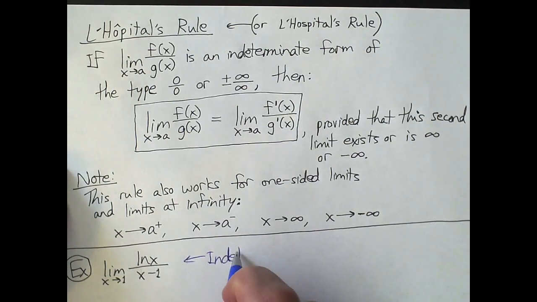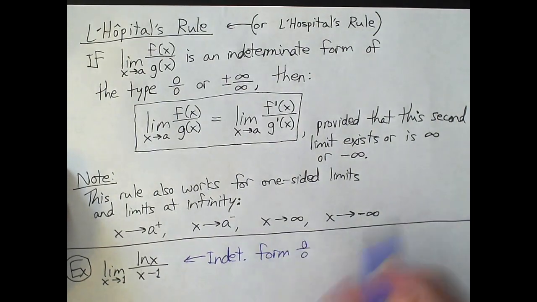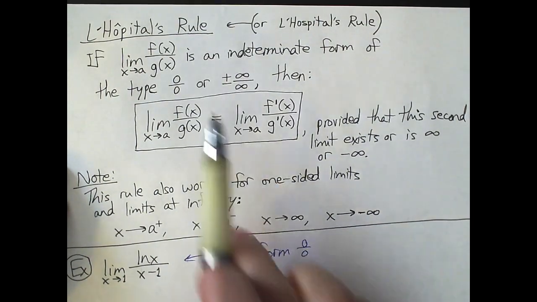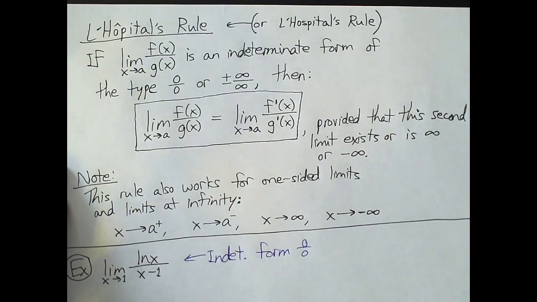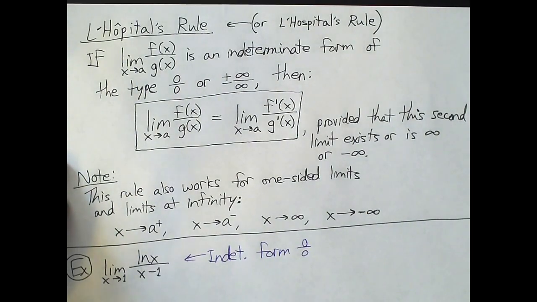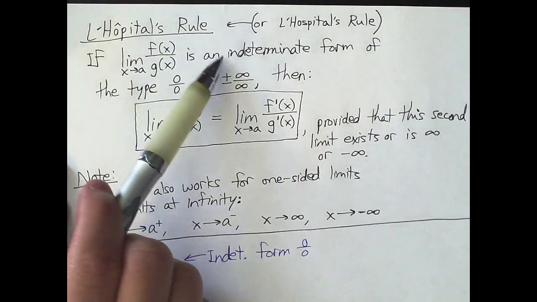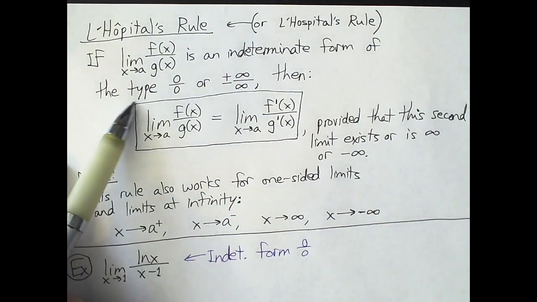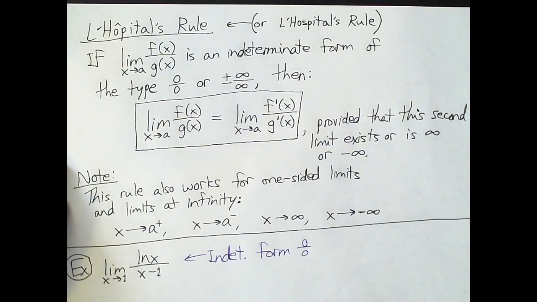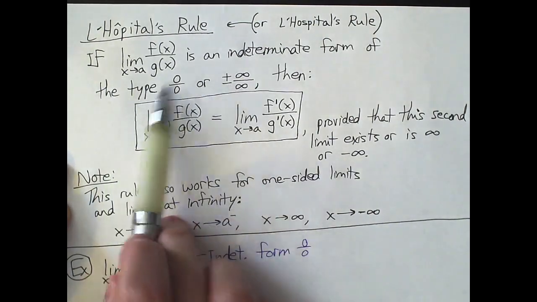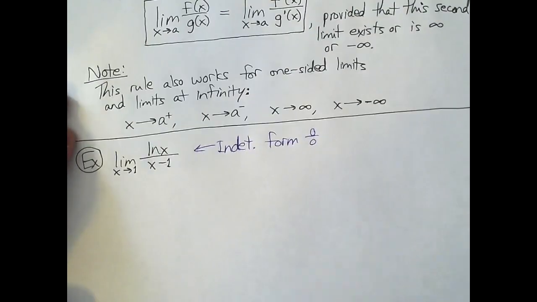I'm going to abbreviate it. Indeterminate form of the type 0 over 0, which means we can use L'Hopital's rule. I want to point out to you before I move this off of the screen, L'Hopital's rule is stated saying if the limit is an indeterminate form, then you can use this formula. So we don't use this formula necessarily for every limit in the world. We use it for these types of limits, which this is.